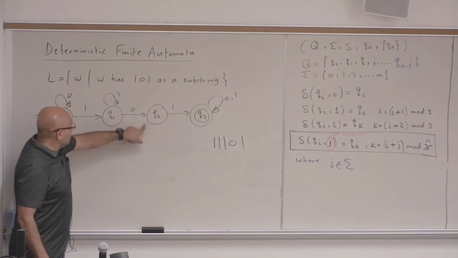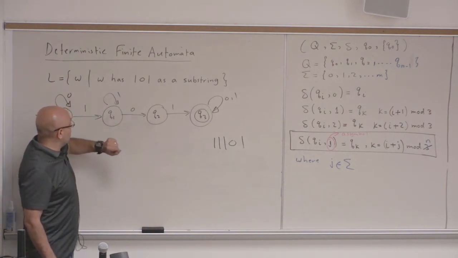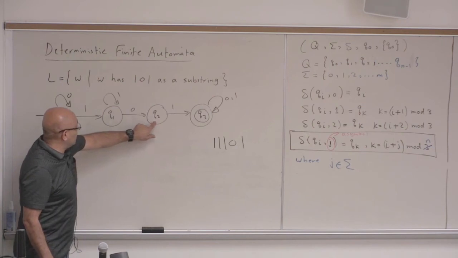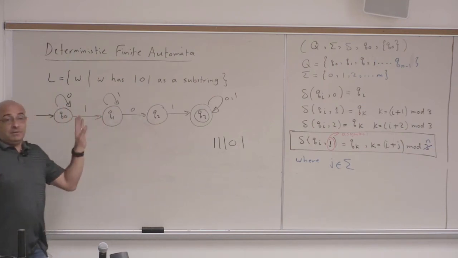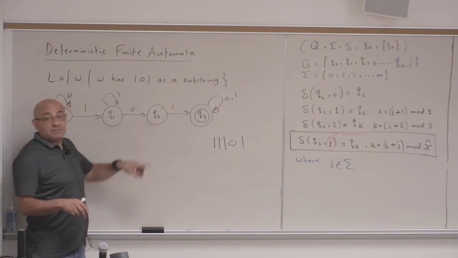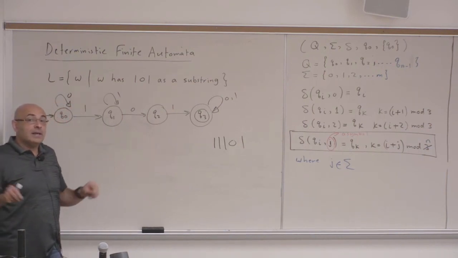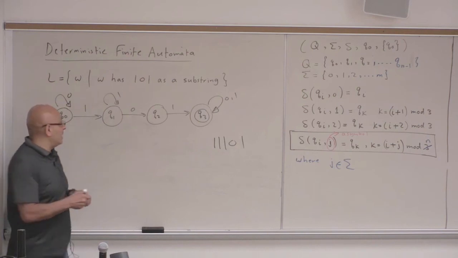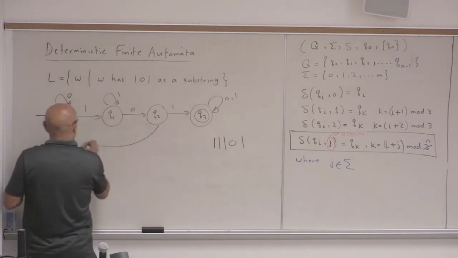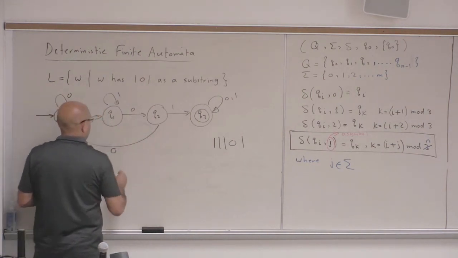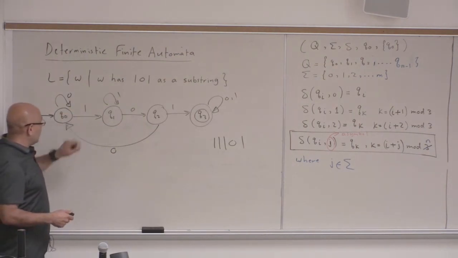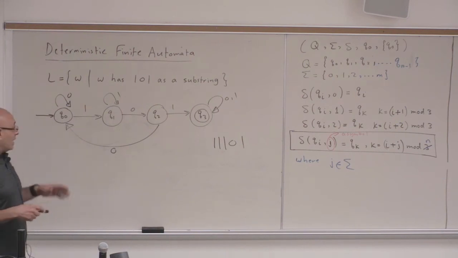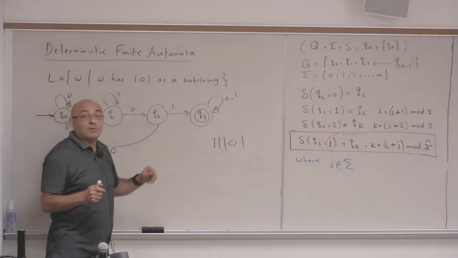Okay? Then, when you get a 0, you go to this. Now, what will happen if you get a 0? Start over. Because if I get a 0 at this point, I haven't made any progress, and I should start over and look for the 1. So 0 takes me back to square 0, where I haven't seen anything yet of what I'm looking for.